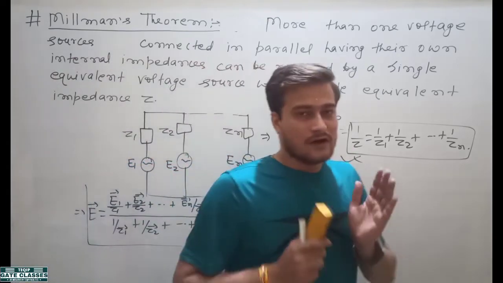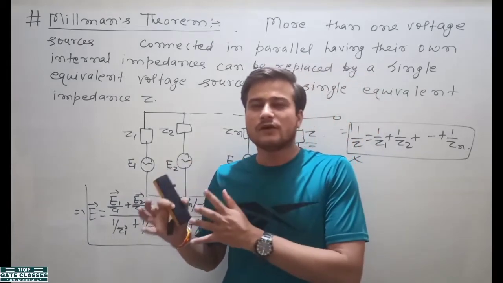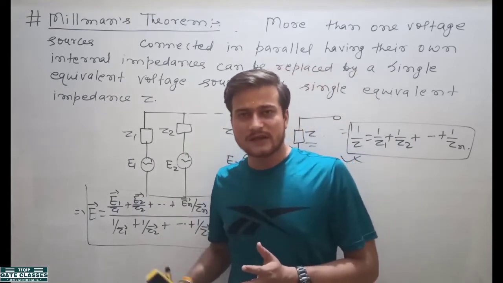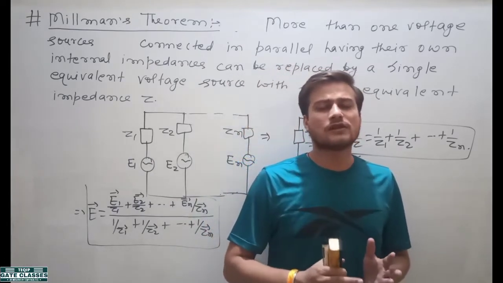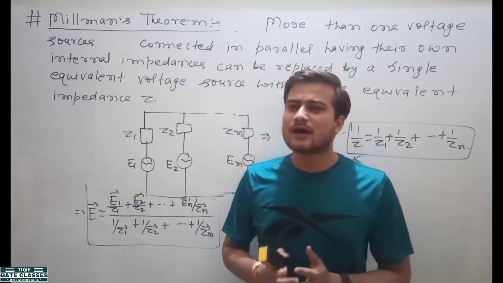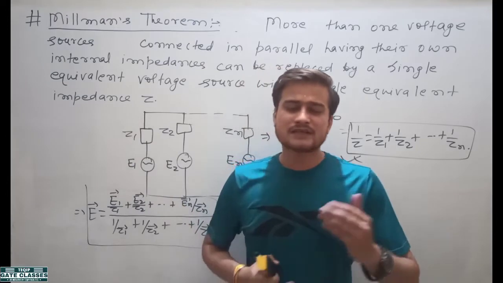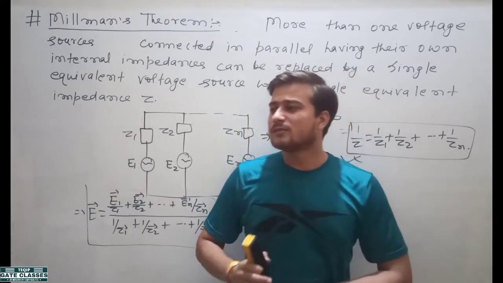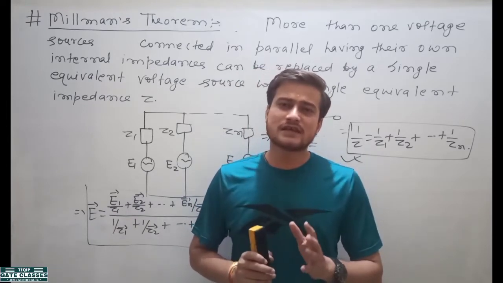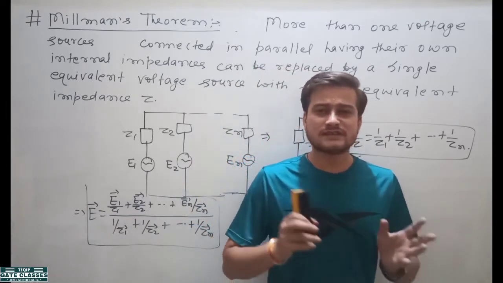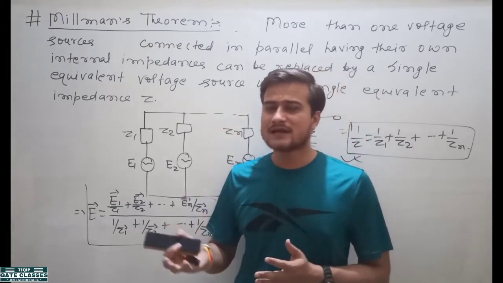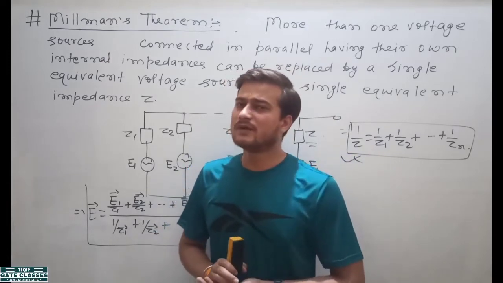That means when 4 to 5 voltage sources are given you in parallel, they are having their own internal impedances and they are asking you to draw the Thevenin's network, or you have to find Thevenin's voltage. So you can directly apply Millman's theorem. Next, your question is, sir, what will be the conditions of the circuit before applying Millman's theorem? So conditions are same as that of Thevenin's theorem. The circuit must be linear, active and bilateral. Then only you can apply Millman's theorem.